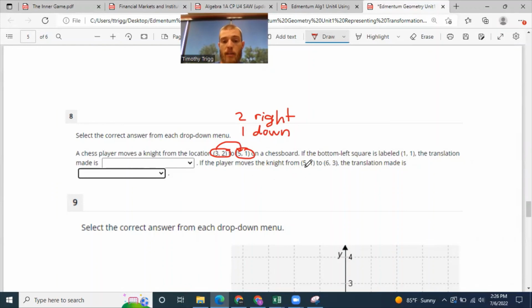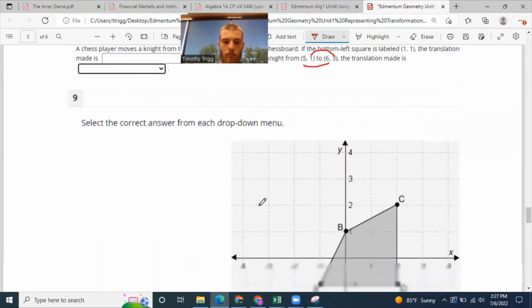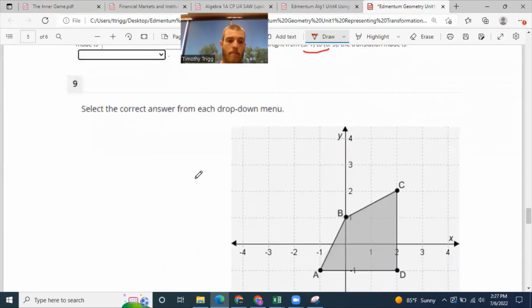If the player moves the knight from 5, 1 to 6, 3, so on the x-axis, it went up by 1, so is that right or left? And then from 1 to 3, is that up or down? Okay.